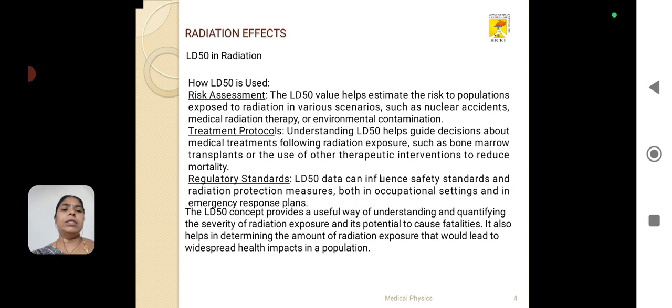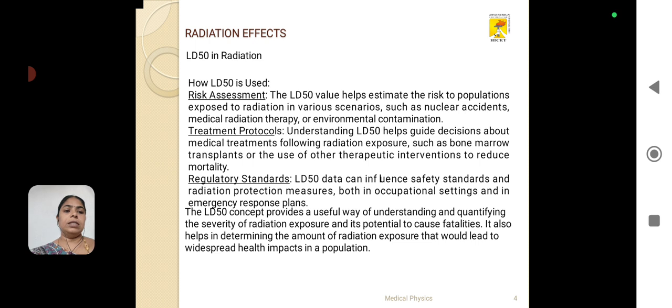How is the LD50 used? So, LD50 for risk assessment. The LD50 value helps estimate the risk to populations exposed to radiation in various scenarios such as nuclear accidents, medical radiation therapy or environmental contamination. Treatment protocols: understanding the LD50 will help guide decisions about medical treatments following radiation exposure, such as bone marrow transplants or the use of other therapeutic interventions to reduce mortality.